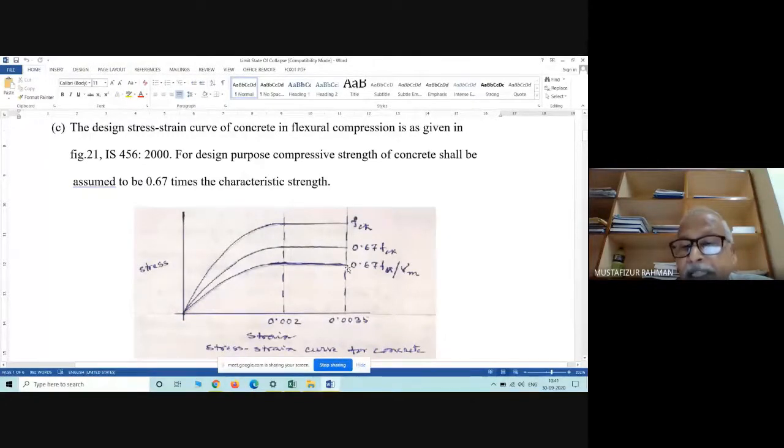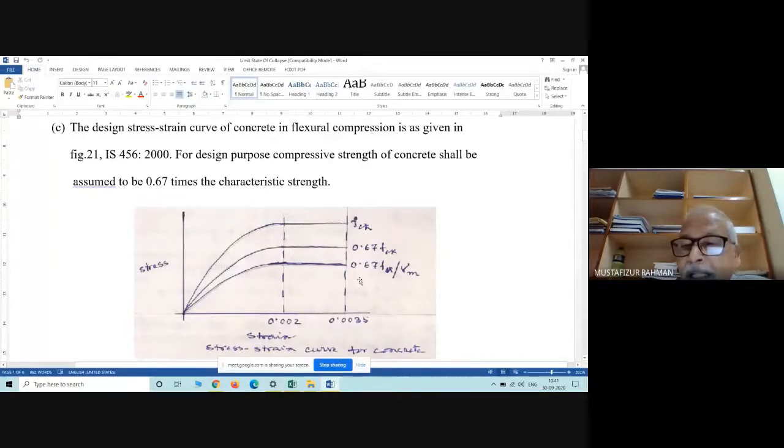the stress is 0.67 fck by gamma m. Now 0.67 is because of uncontrolled variable factor. There are some factors on which we are not having control. That's why we are taking a factor 0.67. Now with respect to steel, the steels are manufactured in the factory, so there is no possibility of uncontrolled variable. So 0.67 can be replaced by 1.